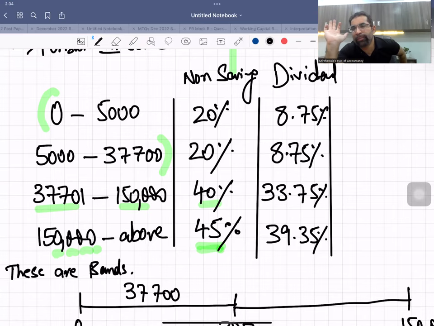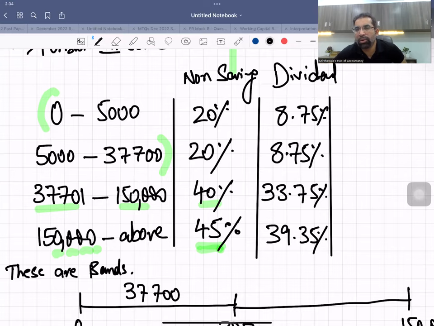These are bands. Okay. So never think like that. For example, if a person is earning 200,000, obviously this 200,000 is more than 150,000. So don't directly apply 45% on the overall income. No, that's wrong. Right. These are bands.